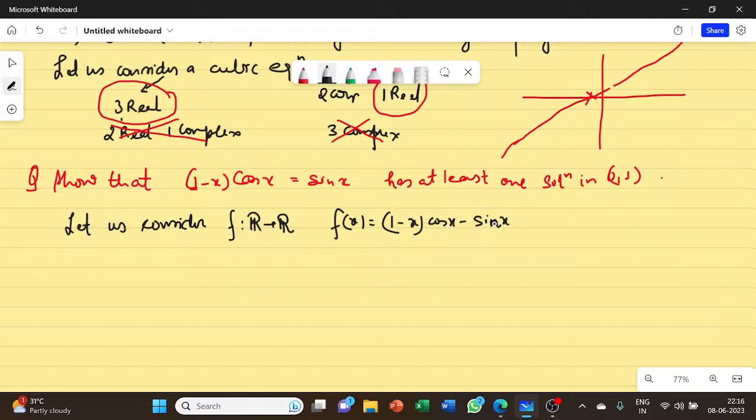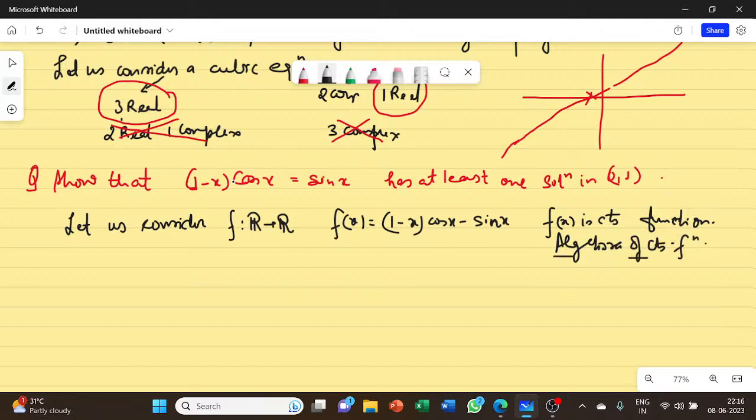Look at the question itself. You don't have any hint given to you. One thing you know is that cosine x is a continuous function, and sin x is a continuous function. The product of two continuous functions is again continuous, because 1 minus x is a linear function, so it is continuous. The difference and sum of two continuous functions is again a continuous function. So by algebra of continuous functions, f(x) is a continuous function. This is something that we have already studied.